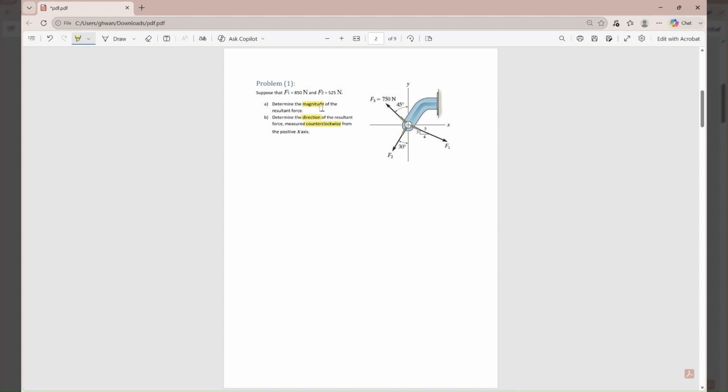So in chapter 2, you'll see quite a few problems asking you to determine the magnitude of the resultant force, as well as where that resultant force is going to lie in this xy plane. And in the next slide, I'll be sharing how to solve this.